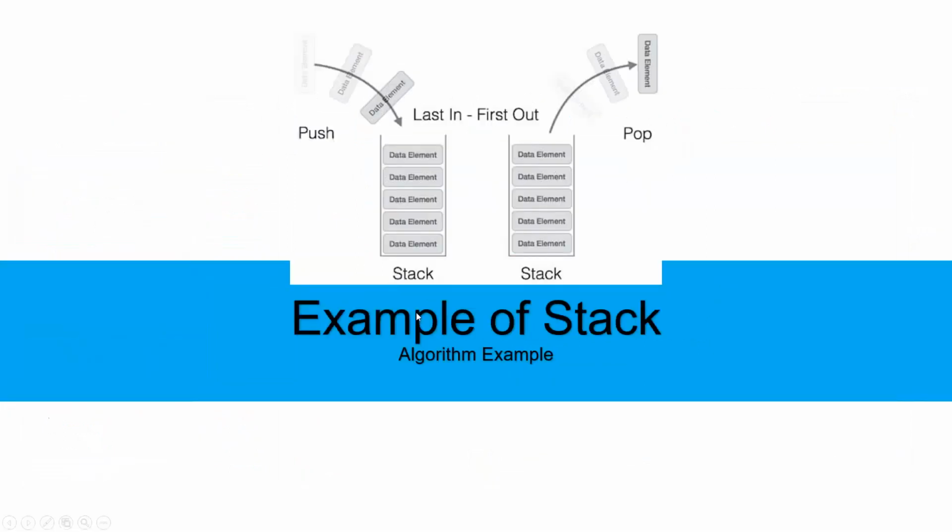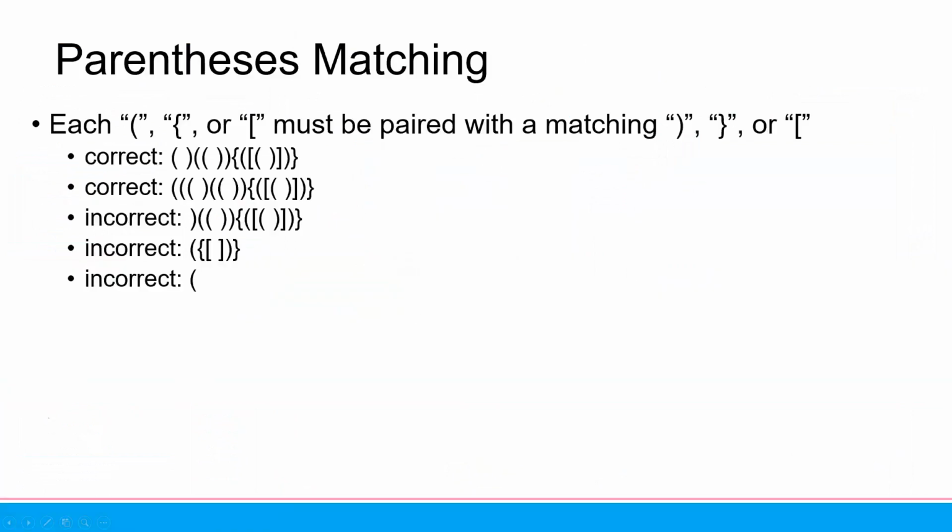Okay, some examples of stack. We can do parenthesis matching. Parenthesis matching means whenever I have a starting bracket or starting parenthesis, there should be a closing, okay? Opening, closing. And the brackets or the parentheses can be 3 different types, whether it is the common bracket, the curly bracket, or the square bracket. So I need to check each of them.